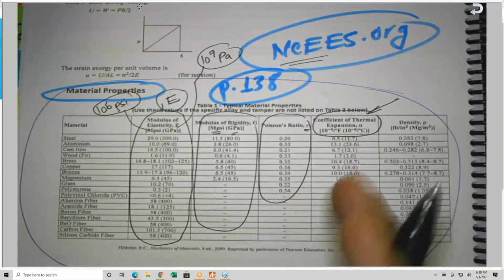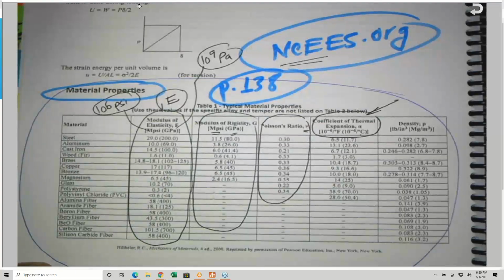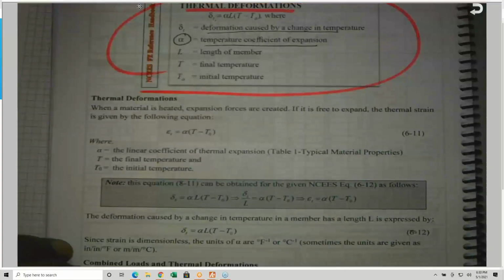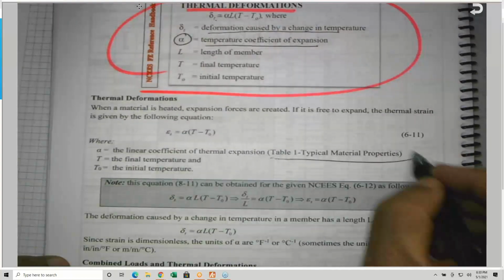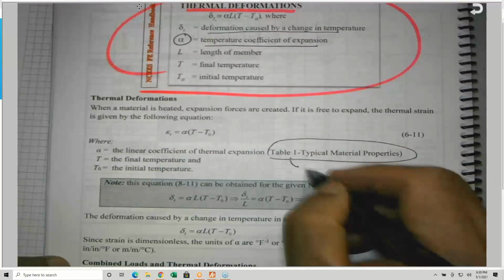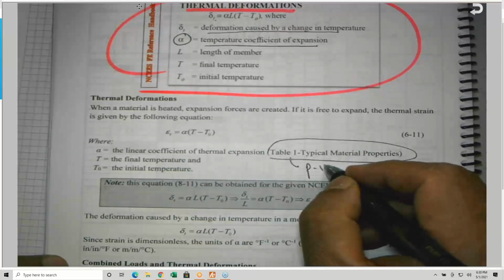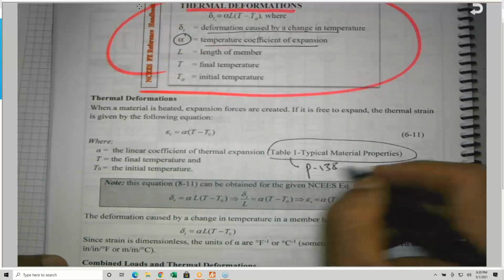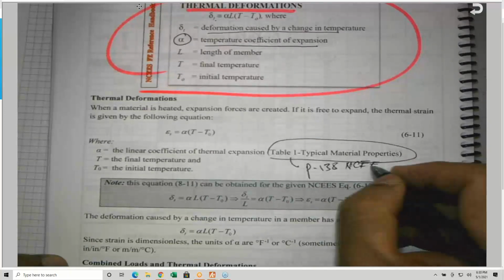So we need to know exactly where. This is the coefficient in table 1 on page 138. Here it is, table 1, typical properties. Probably next time I'll put page 138. I didn't put the table from the NCEES, obviously, it is not any other book, it's the NCEES.